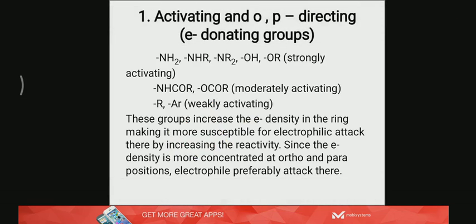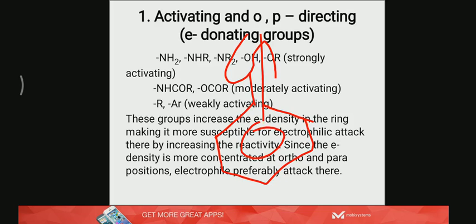Then weakly activating groups, that is alkyl and aryl groups, are weakly activating. So what happens when these groups are attached to the benzene ring? These groups increase the electron density in the ring, making it more susceptible to electrophilic attack. See, any of these groups when connected, they are donating electrons to the ring by plus R effect or plus I effect, etc.